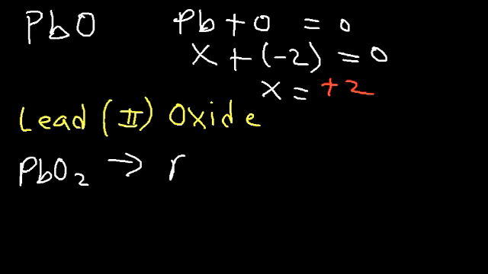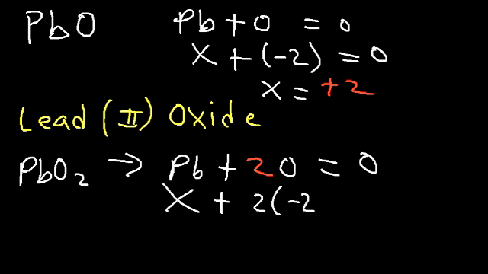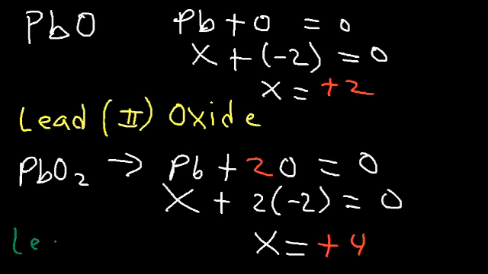Now for the next one, it's going to be Pb plus 2 oxygen atoms, which equals a charge of 0. Each oxygen atom has a charge of -2. 2 times -2 is -4. If we add 4 to both sides, the charge on Pb is +4. So this compound is called lead(IV) oxide.